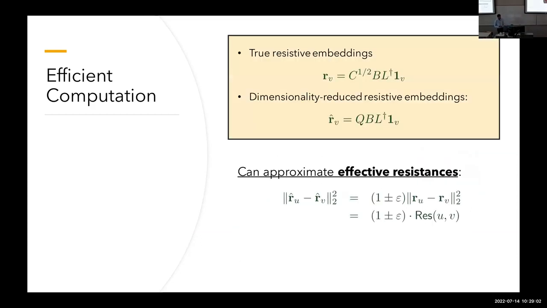Okay, so in a nutshell, these are your true resistive embeddings. They involve some matrix inversion that's expensive, but we can use this JL to get a fast version of this. And then using my approximate embeddings, I can get back the actual effective resistances up to this 1 plus or minus epsilon factor by simply taking the L2 squared distance again.